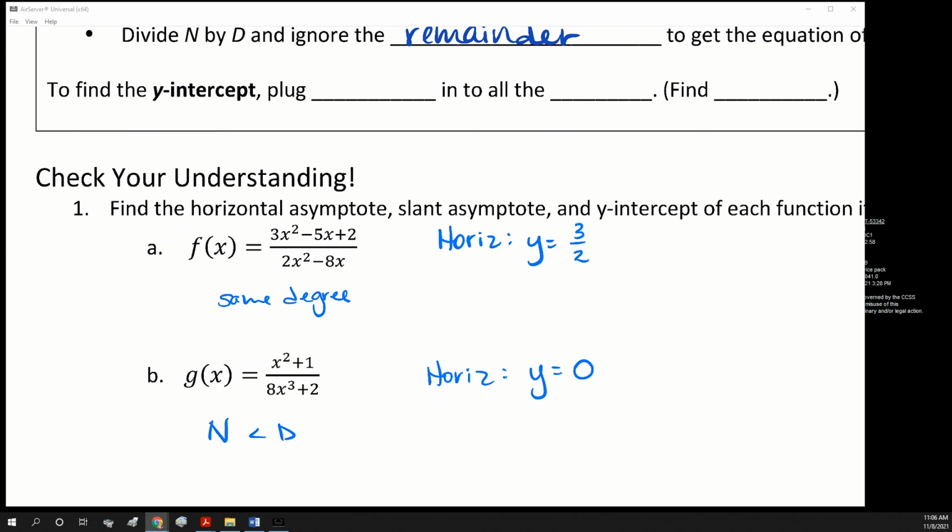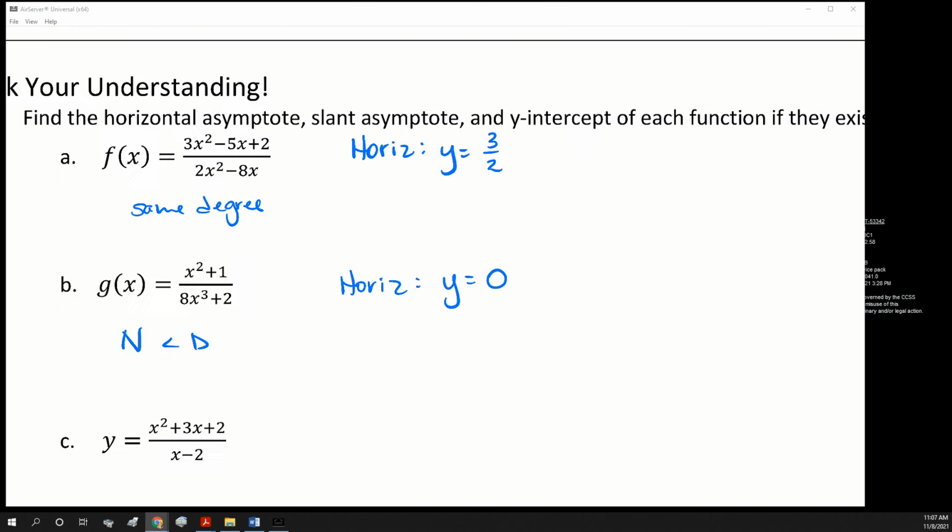So what do you think you plug into what? 0 into all the x's. That is always how you find a y-intercept. The x is 0. Or you're going to find f of 0. That is not different than all the other stuff we've ever done for functions. Okay, so I'm going to go back on number 1, the ones that we've done, and find the slant asymptote if there's one, and the y-intercept if there's one, and then C we will do everything.